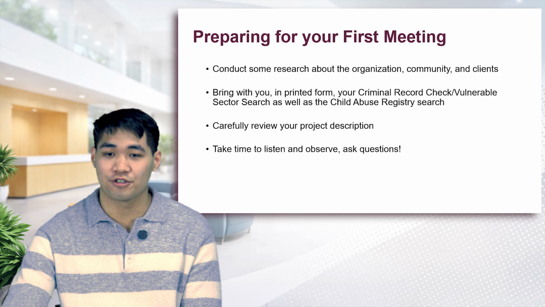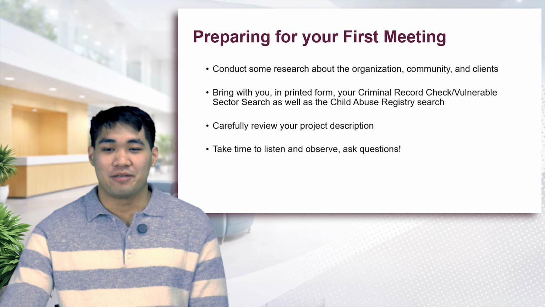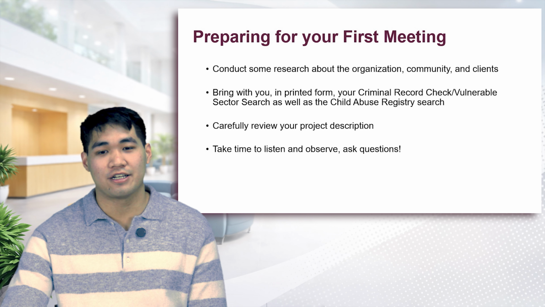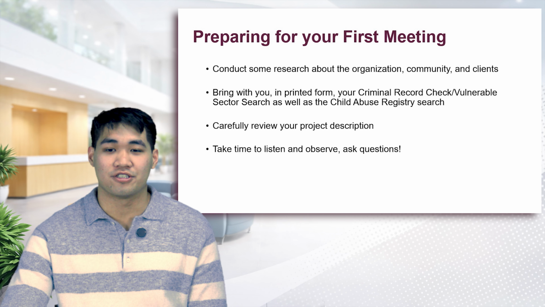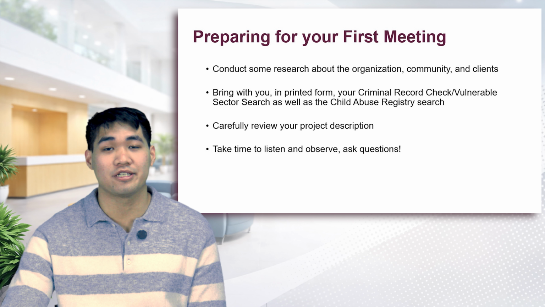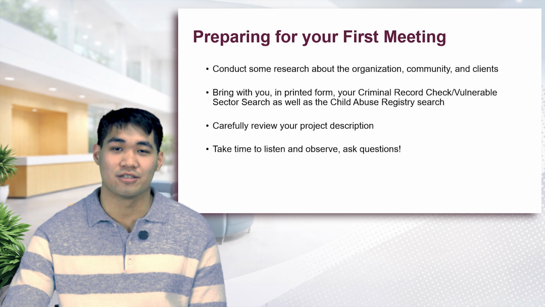Now, prior to your first meeting, here are some ways you can prepare. Do some research on the community partner you are doing your placement with. This includes what they do, the services they offer, the community that they cater to, and potentially the clients themselves. When coming to your community partner's office, bring a printed copy of your criminal record check / vulnerable sector search, as well as your child abuse registry search.